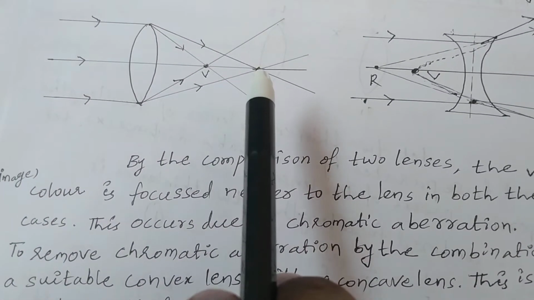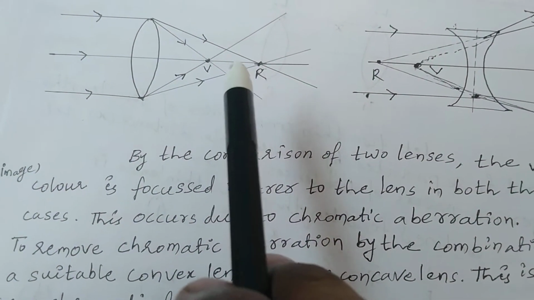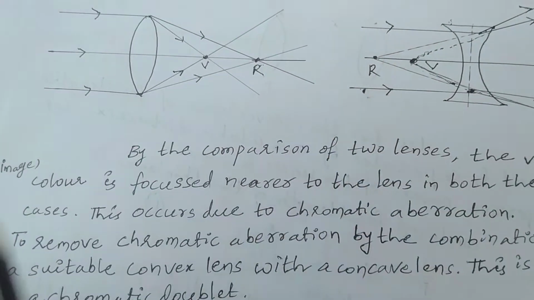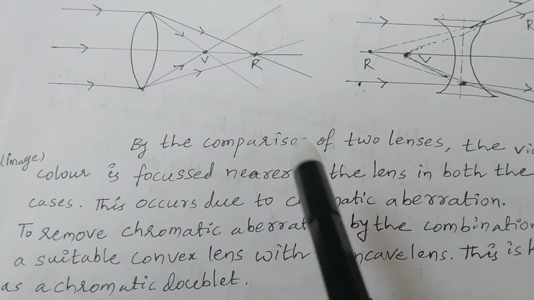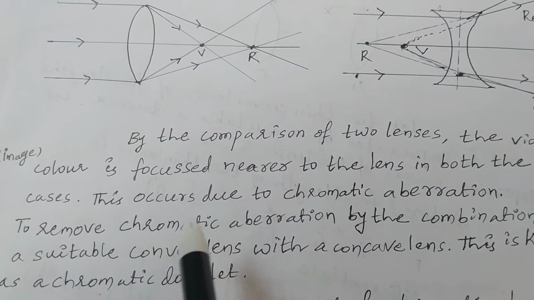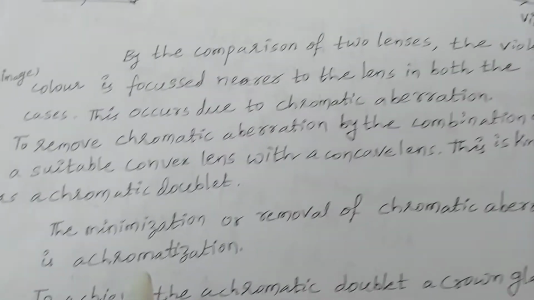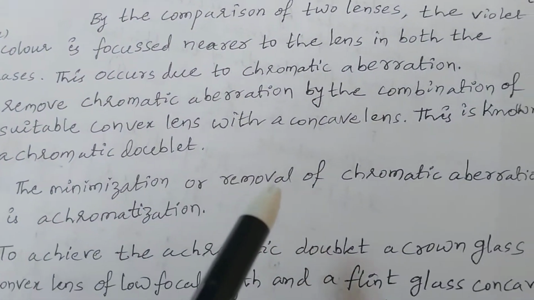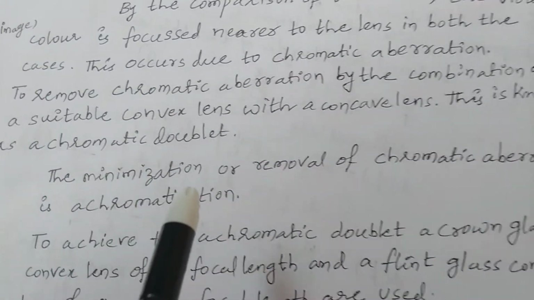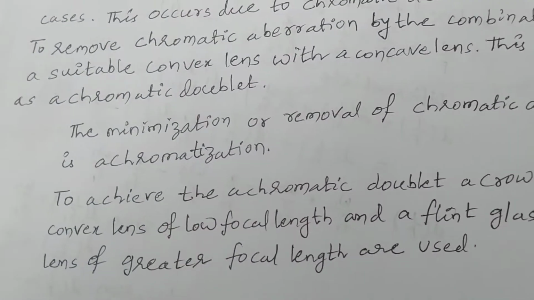Here different colors have different focal lengths. So these different focal lengths are converted into a single combined focal length. That is an achromatic focal length we want to get. The minimization or removal of chromatic aberration is called achromatization.